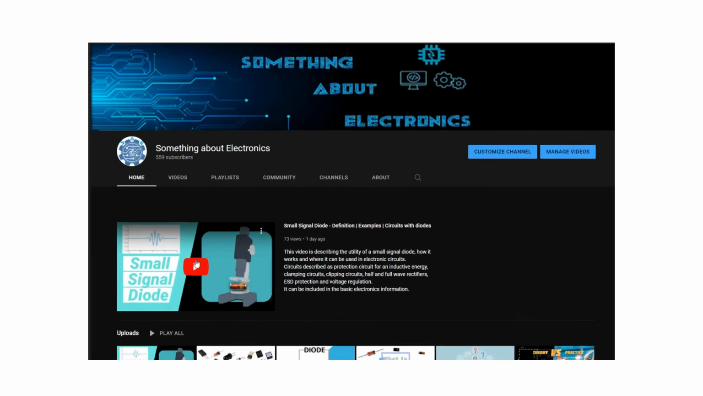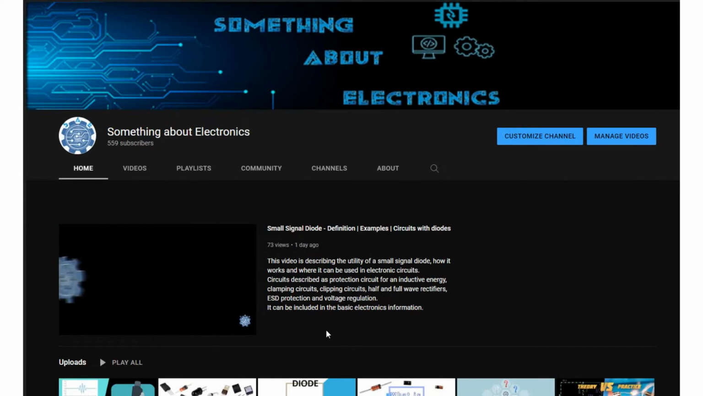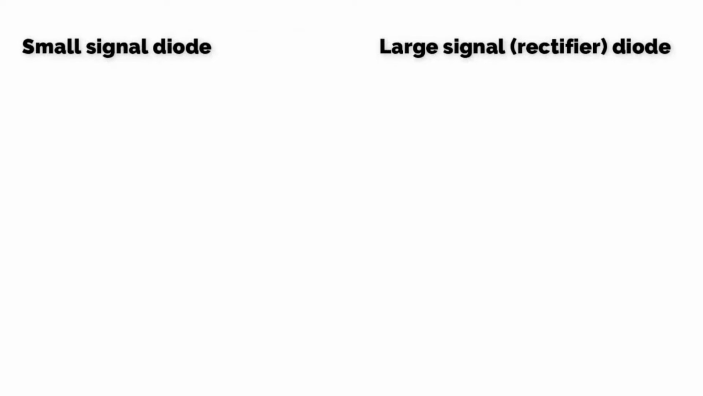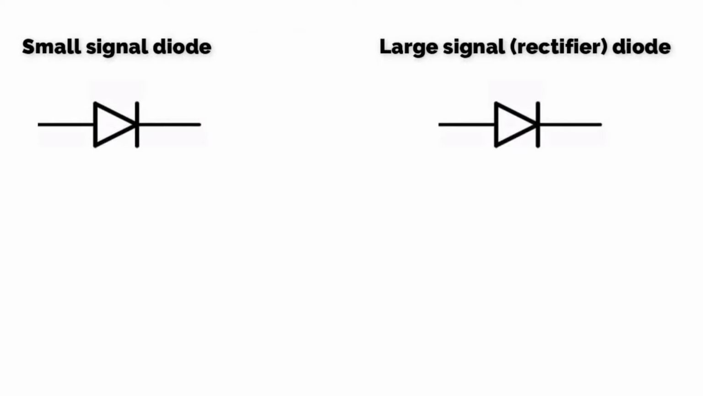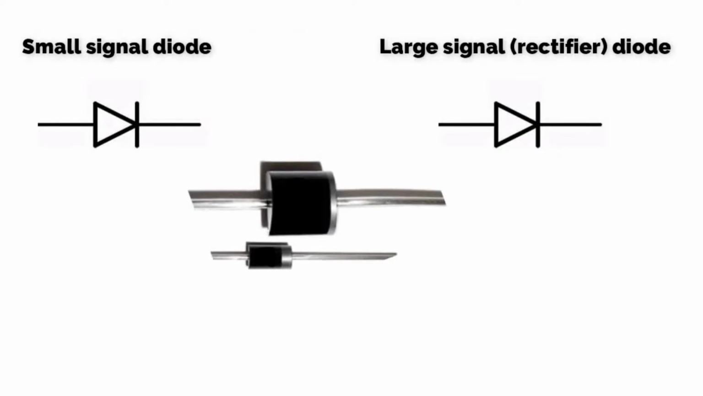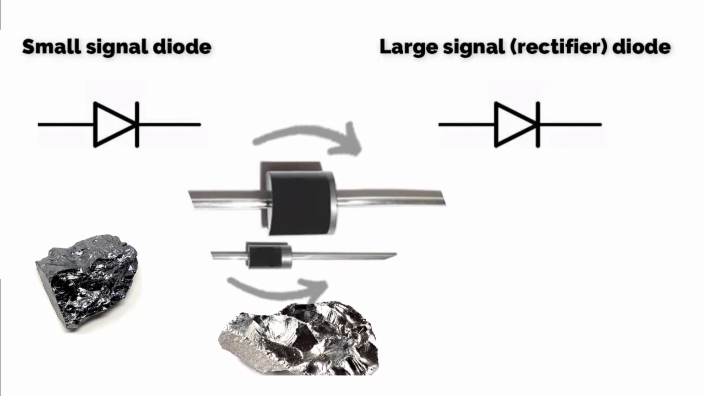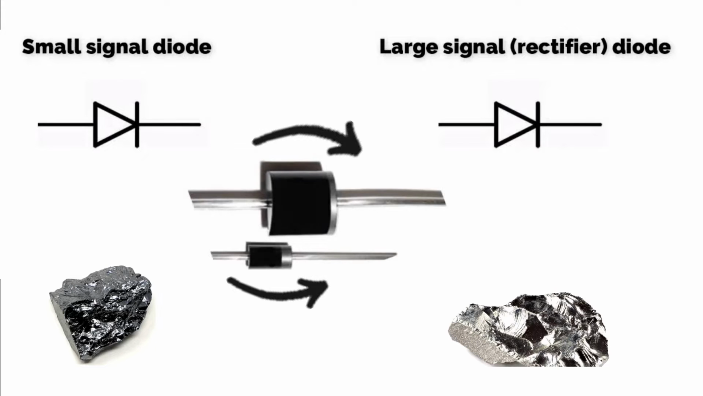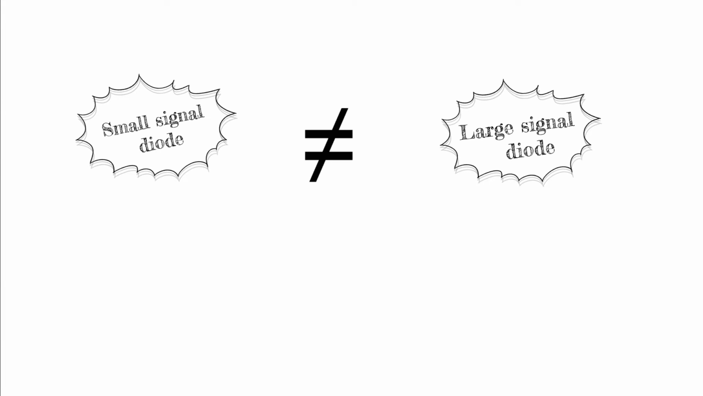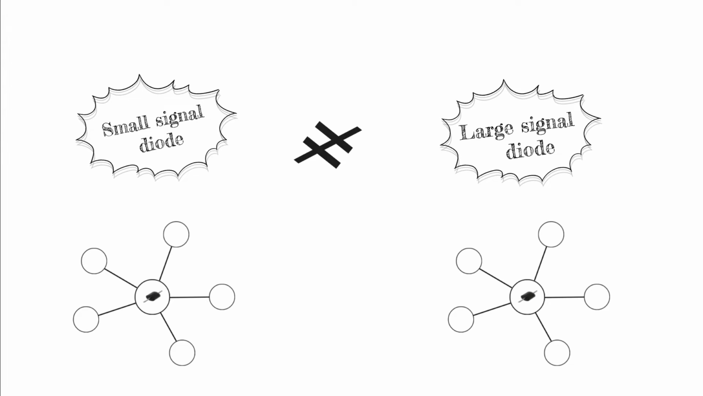In the previous video, we spoke about small signal diode, but despite the fact that these two types of diodes have the same symbol, similar shape of package, similar material components and similar voltage drop on them, they are different from each other when we speak about parameters and the use in applications. Let's get started with the parameters.